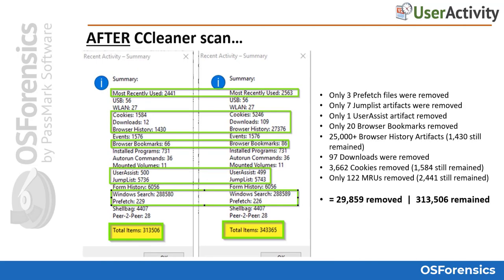So here's a breakdown on the differences. 3 fewer prefetch files were removed. 7 jump list artifacts were removed. One user assist was removed, 20 browser bookmarks, 25,000 browser history artifacts, 97 downloads were removed, a little shy of 4,000 cookies, 122 MRUs were removed, and almost 2,500 still remained. So as you can see, there's still a lot of useful data here.